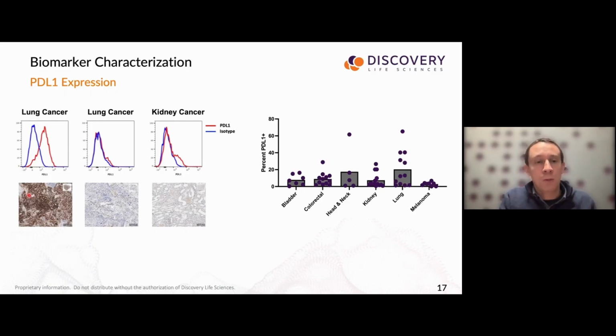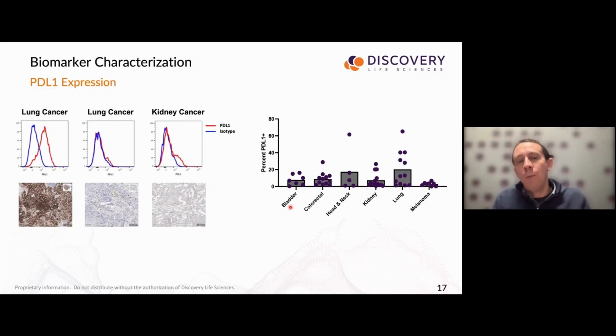And what we observed was a very high correlation between the signal that we observed by IHC and the signal that we observed by flow cytometry. And we've done the study over dozens of samples at this point and show a very, very high correlation across all the samples that we've tested.